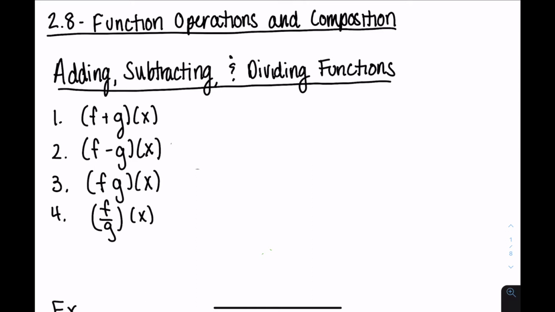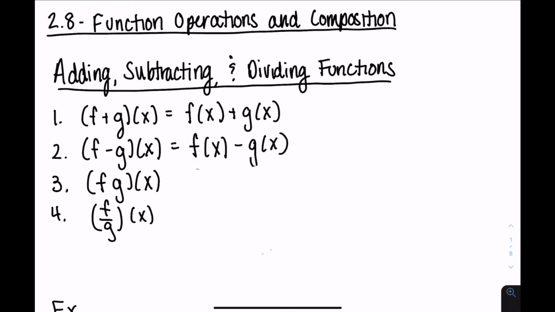For this first one, if you have f plus g of x, that just means you're going to add these two functions together. f minus g of x means subtract those two. fg of x means multiply, and then f over g tells us to divide.